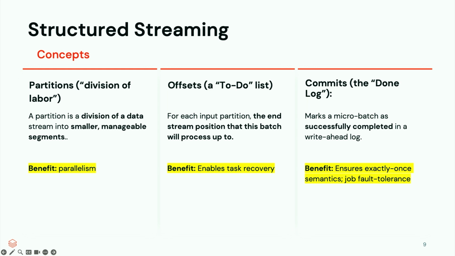Different systems have different names for these source partitions. Kafka has partitions, Kinesis has shards, tomato, right? It's all the same. But the mapping from the source system's partitions to Spark's input partitions isn't always one-to-one. So just to complicate it a little bit more, you've got the source system partitions, and you've got Spark input partitions.